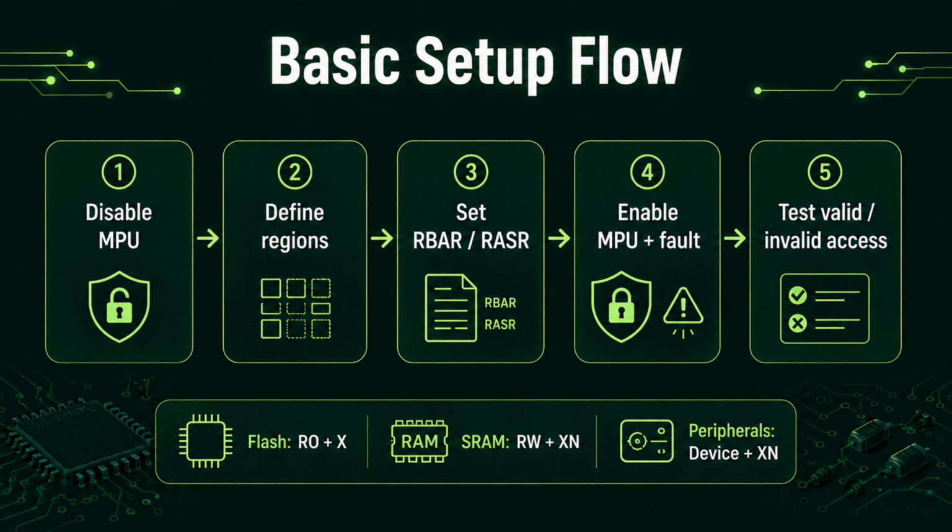After all regions are configured, enable the MemManage fault handler and then enable the MPU. Memory barriers may be required to ensure the new settings are active before execution continues. Finally, test both valid and invalid accesses. Correct MPU configuration should allow normal operation while reliably blocking unauthorized memory access.